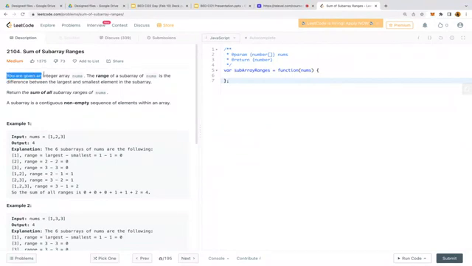So they are saying you are given an integer array nums, and the range of a sub-array of nums is the difference between the largest and smallest element in the sub-array. And you need to return the sum of all sub-array ranges of nums. A sub-array is a contiguous, non-empty sequence of elements within. We already discussed sub-arrays in the last class. So let's take this example, 1, 2, 3.